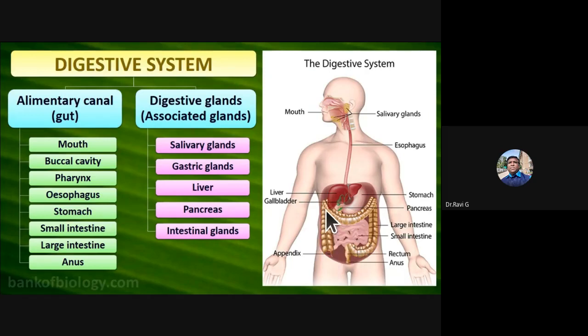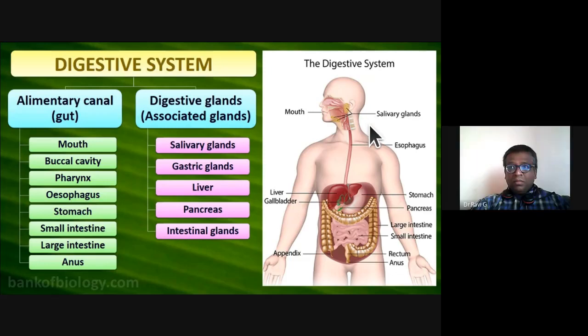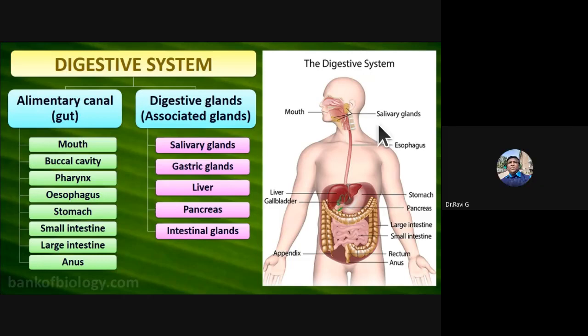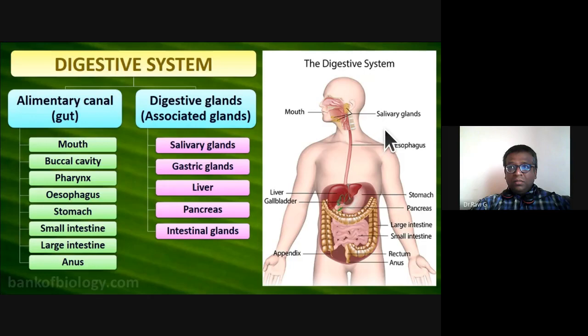So you have an ascending colon, transverse colon, descending colon, and finally there is a rectum, and it opens out through the anus. Through the anus, the undigested food is thrown out of our body. So this is the alimentary canal or the gut part of it. The digestive glands or associated glands are the salivary glands. I told you to remember PSS, not RSS, PSS. A pair of parotid glands, a pair of submaxillary glands, a pair of sublingual glands. So that is the salivary glands.